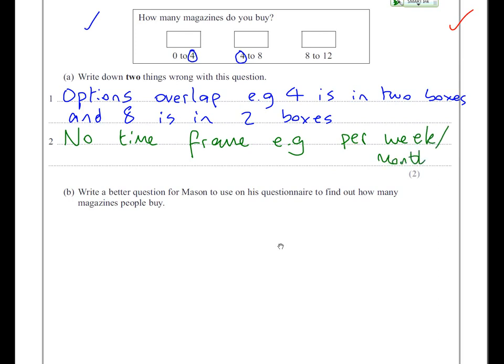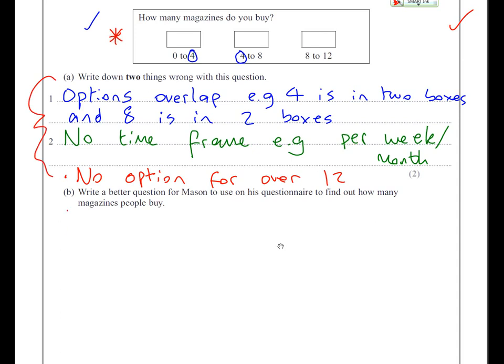Okay. Now, all these things you're writing wrong, you're going to need in a minute when you write a better one. And just in case you're wanting more, there's no option for over 12 magazines. Okay? So, write a better one. Use this, but improve it from what we've just said here.